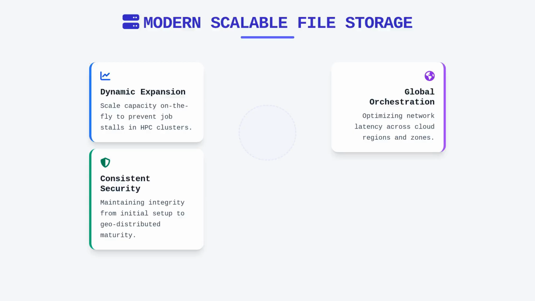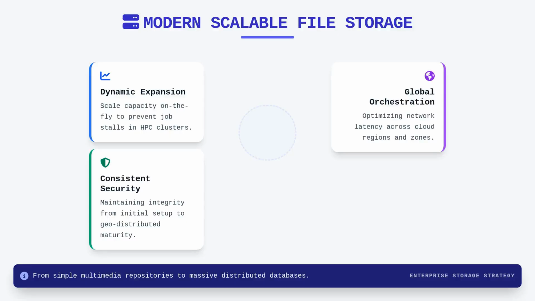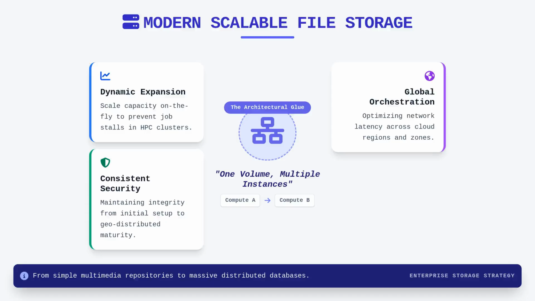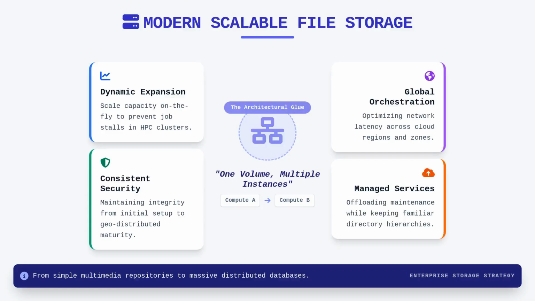The orchestration of this storage across different cloud regions or zones requires a careful approach to network latency and data consistency models. Whether you are building a simple multimedia repository or a massive distributed database, the ability to mount the same storage volume to multiple disparate compute instances serves as the foundational glue for these architectures. By treating file storage as a managed, high-availability service, you offload the maintenance burden of a traditional on-premises filer while retaining the familiar interface of standard directory hierarchies.